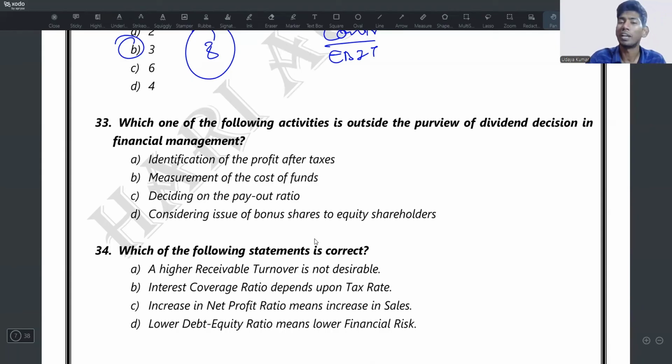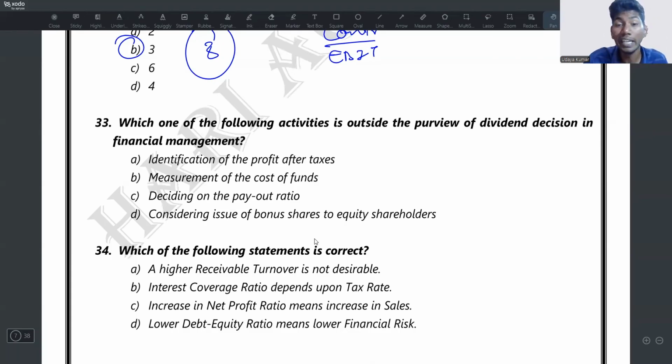Okay. So in financial management, the dividend decision focuses on determining how much profit is to be distributed to shareholders as dividends versus how much to retain in the business for reinvestment. This is what we have discussed, right? So the activities associated with these decisions include identification of the profit after taxes. And option C, deciding on the payout ratio, is also included. And option D, considering the issue of bonus shares to equity shareholders, is also included in the purview of dividend decision.